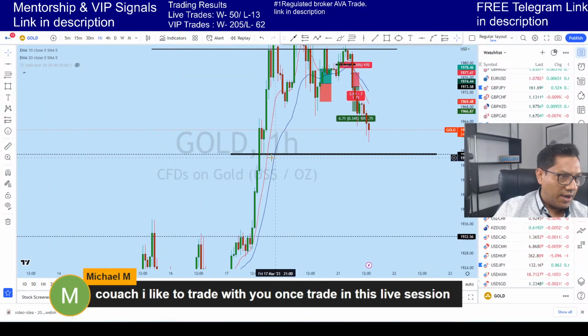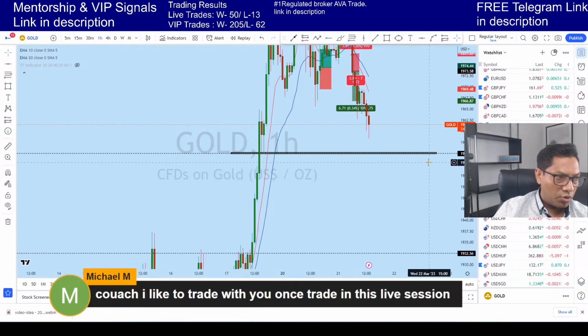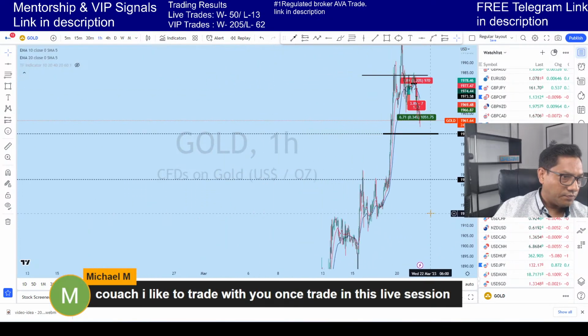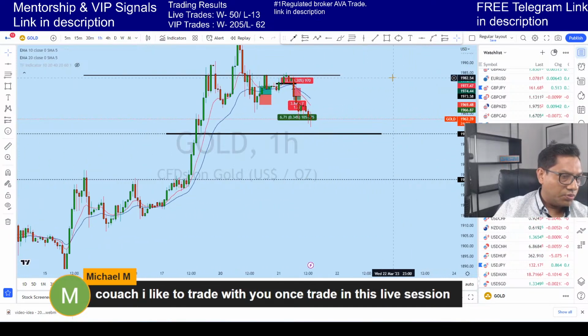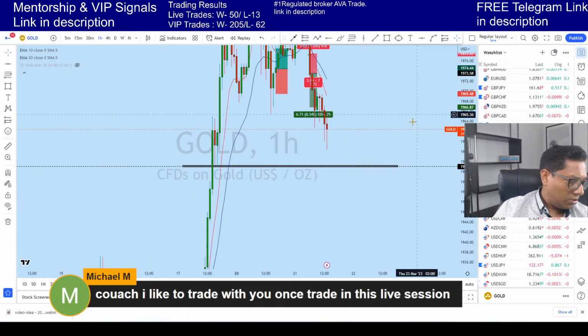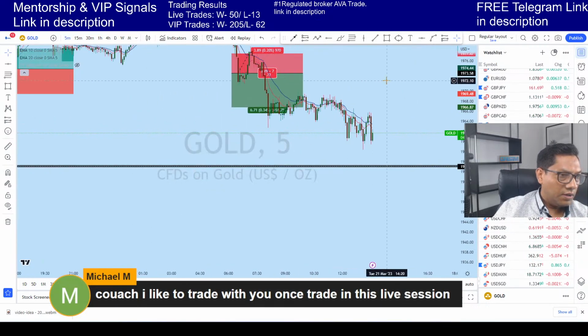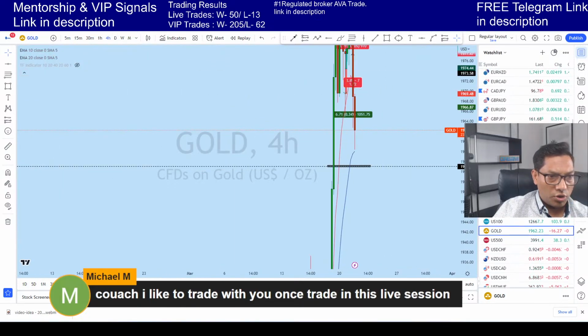Otherwise, let's see what happens. I think that this support 1955 is crucially important and will be respected on the lower time frame, and we could see that the market is having a bounce from here, and that is why we see this market pushing high from this level. Okay, so we will keep watching, guys.